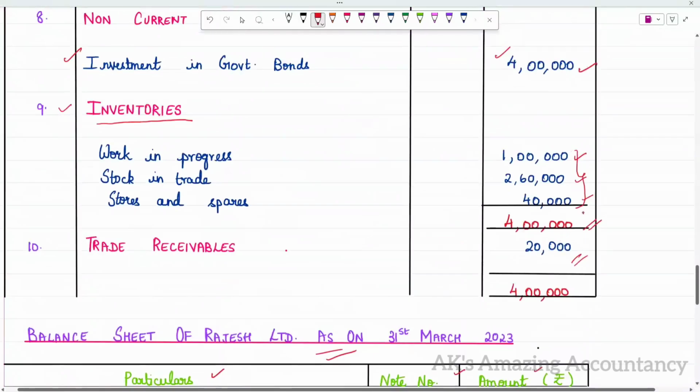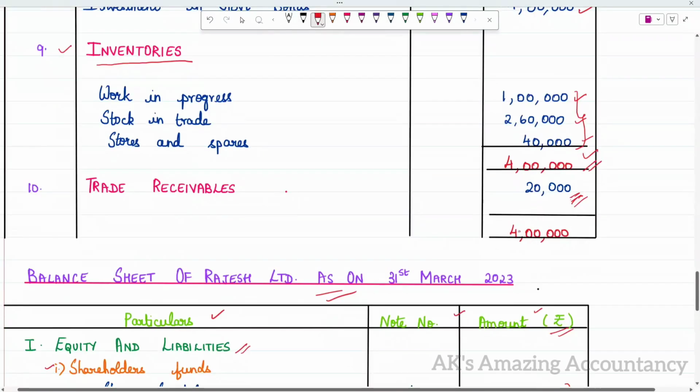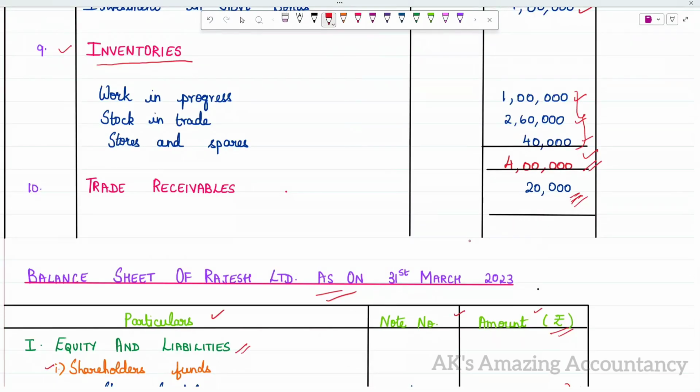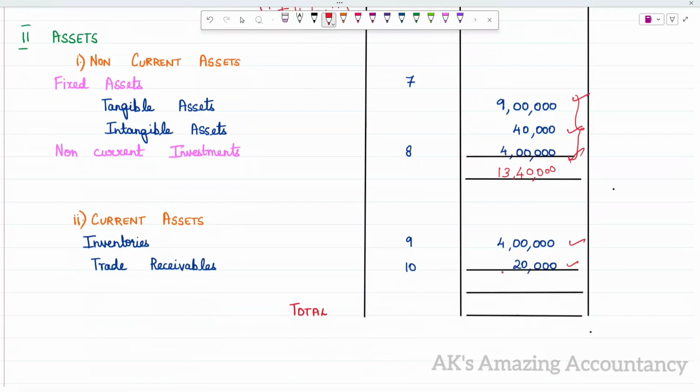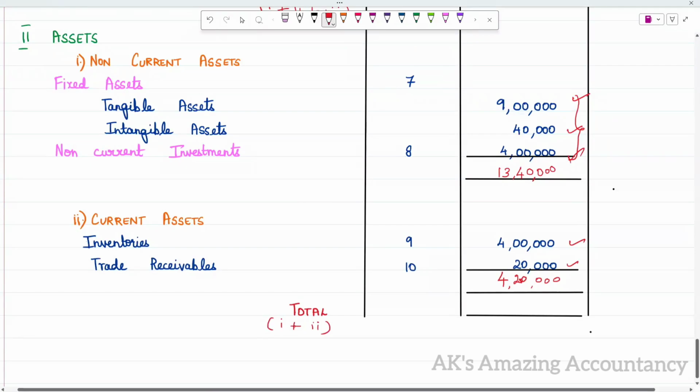So inventory is 4 lakh, right? And trade receivables is 20,000. So inventories is 4 lakh and trade receivables is 20,000, which we have entered here. So when you find the total of 9 and 10, it comes to a total of 4 lakh 20,000. Now let us find out the total of assets. Total of assets is nothing but total of 1 plus 2.